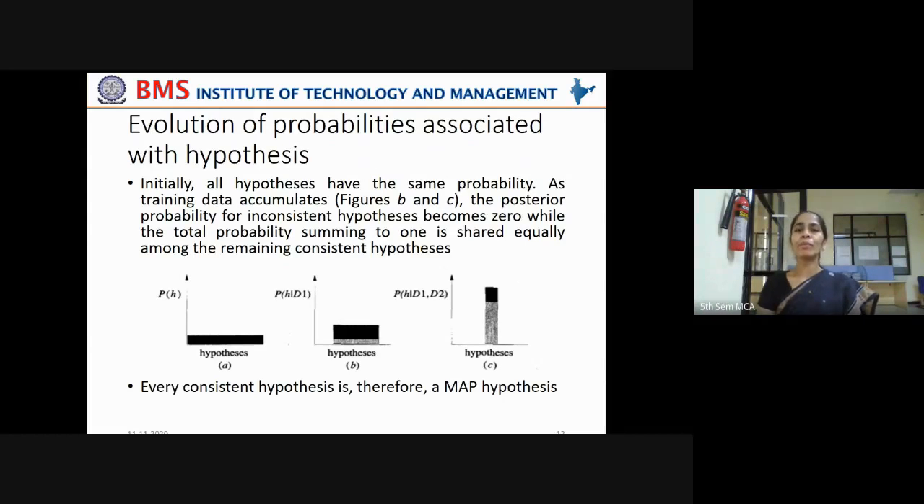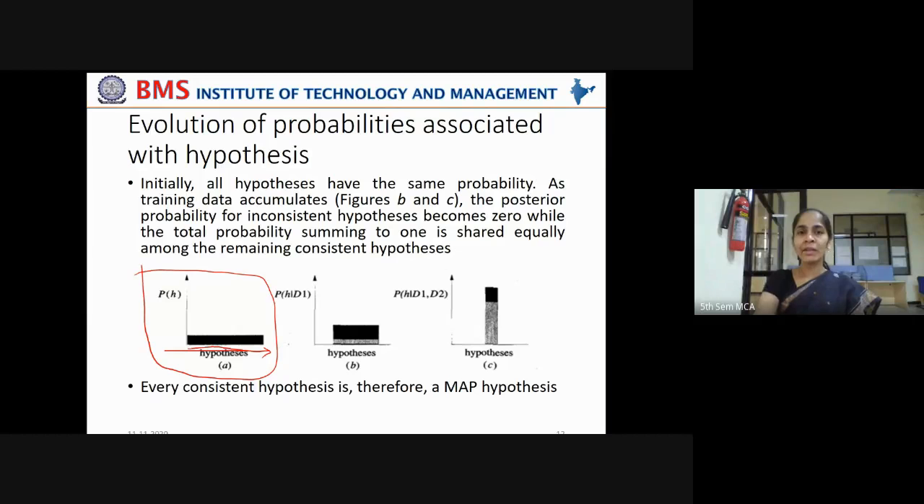Now, evaluation of probabilities associated with hypotheses. Understand this carefully. Very simple concept, but if you don't pay attention, you will not understand this at all. Just focus. Initially, all hypotheses have the same probability, right? Initially, when you don't have knowledge about the prior probability of something, you have to share the probability 1 among all the hypotheses. For that, see this figure. Initially, the probability of the hypotheses is linear. All are sharing equal probability. You understood this? Now, as training data accumulates, see figures B and C.